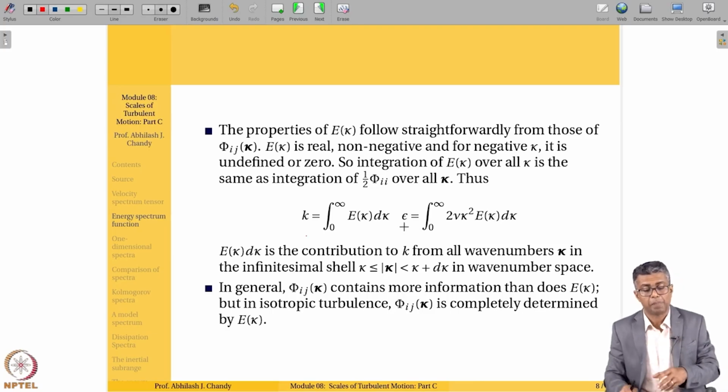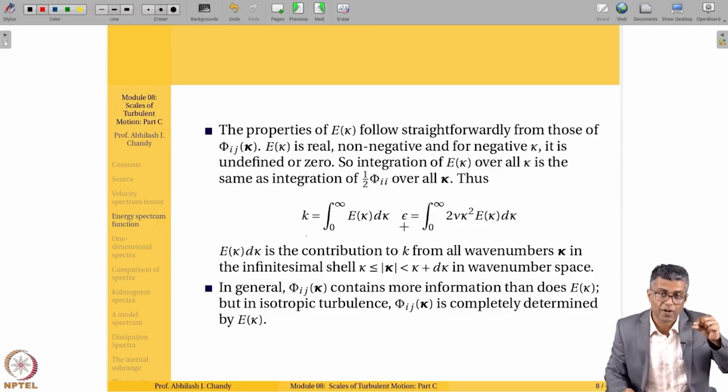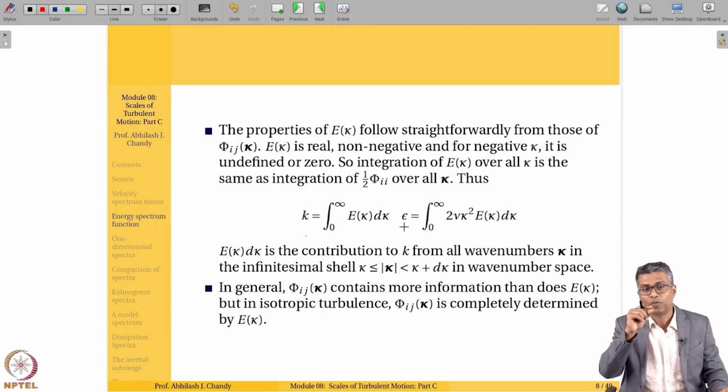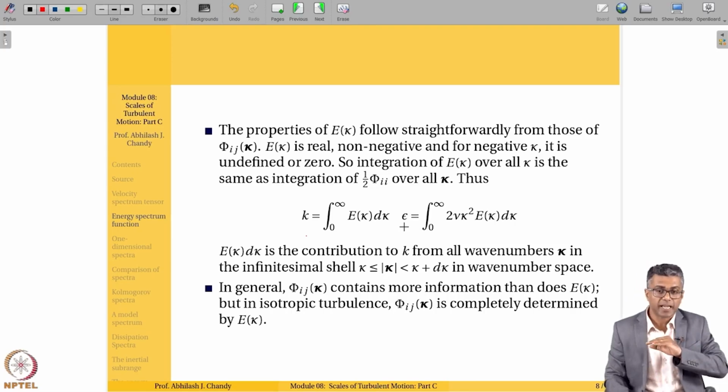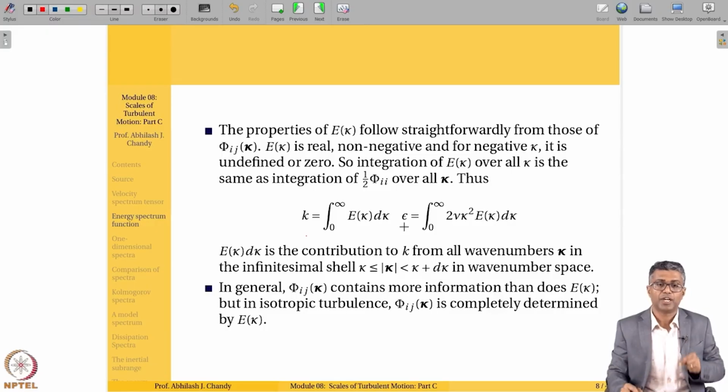But what is E kappa d kappa? It is the energy associated with the wave number shell alone. You integrate that to get the entire kinetic energy. Again, the energy spectrum function E of kappa is the energy associated with a single wave number magnitude. You have obtained that by getting rid of all the directional information. You have collapsed kappa 1, kappa 2 and kappa 3 into a single value associated with the wave number magnitude. That is how you get E of kappa.